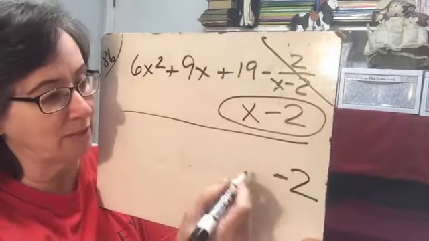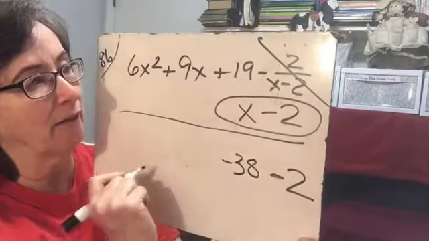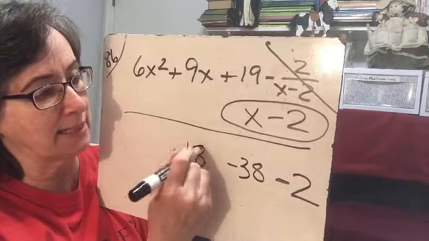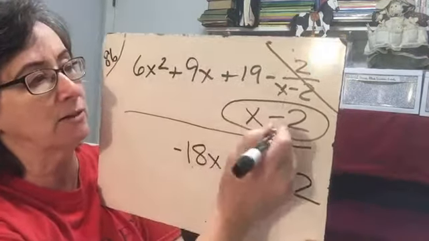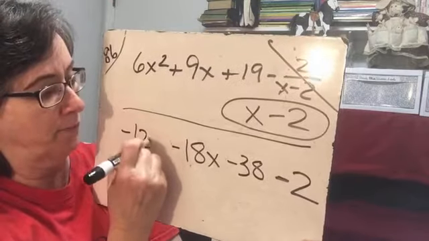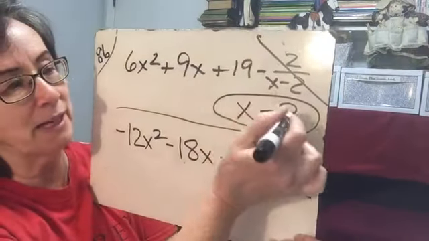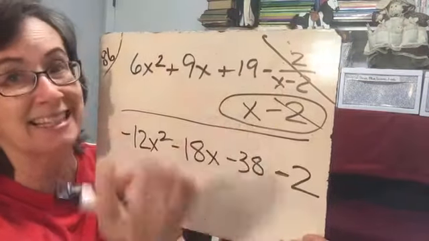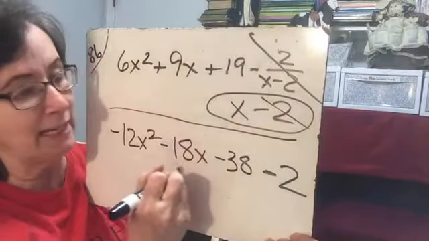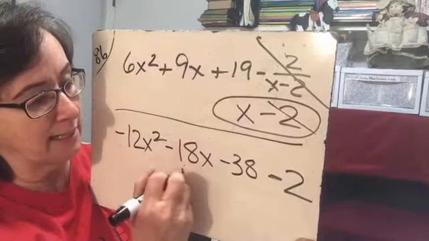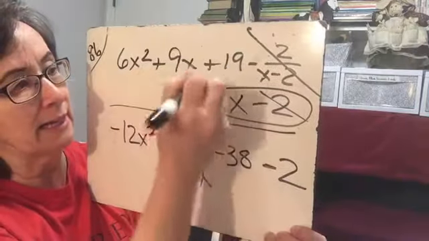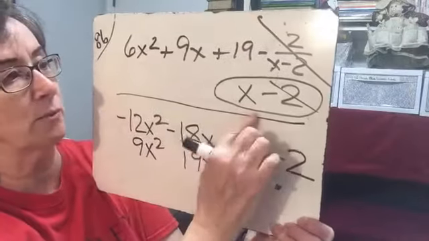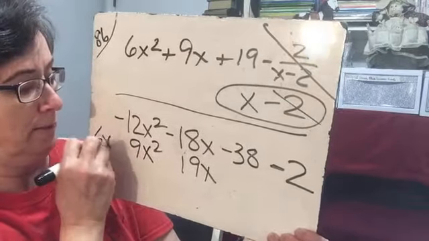19 times the negative 2 is a negative 38. Okay. 9x times a negative 2 is a negative 18x. 6x squared times a negative 2 is a negative 12x squared. So now I'm done with the negative 2. I've multiplied everything by the negative 2. So now 19 times x is 19x. Now I'm going to put it in the x column. 19x. 9x times x is 9x squared. And 6x squared times x is 6x cubed.